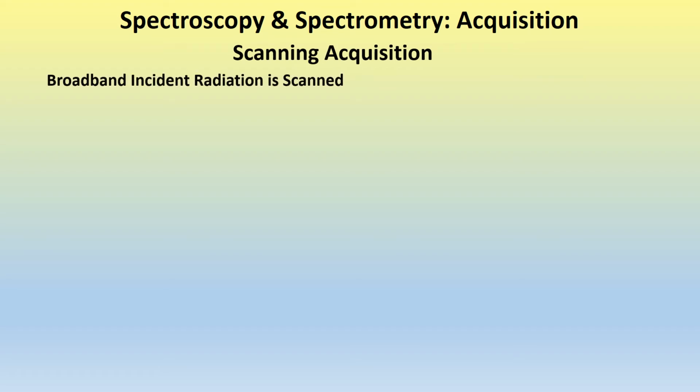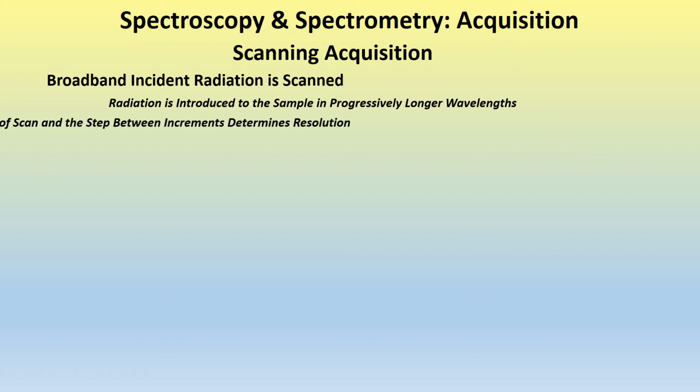The two main detectors have been seen. Now, two basic acquisition modes shall be looked at. First of all, scanning acquisition. In this case, the broadband incident radiation is mechanically scanned. Radiation is introduced to the sample in progressively longer wavelengths. The rate of the scan and the step between increments determines the resolution.